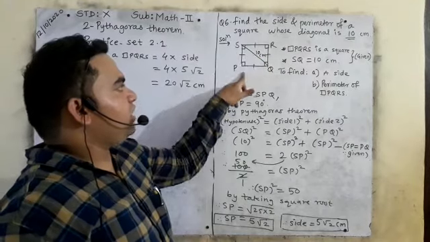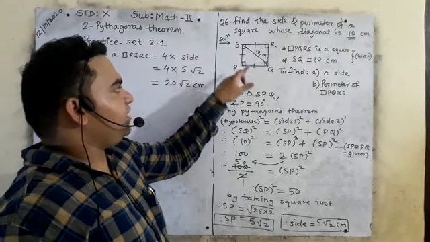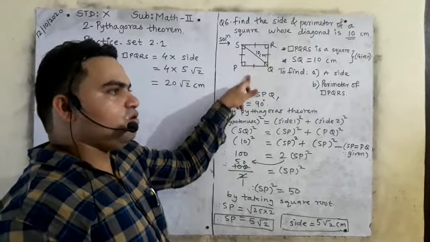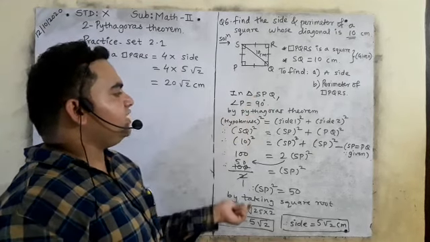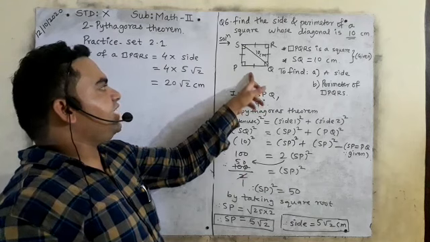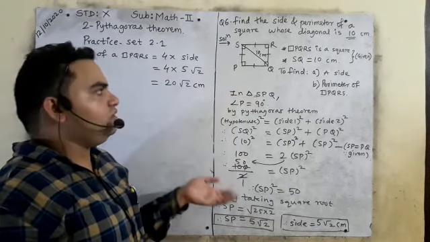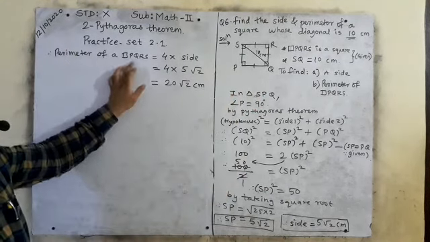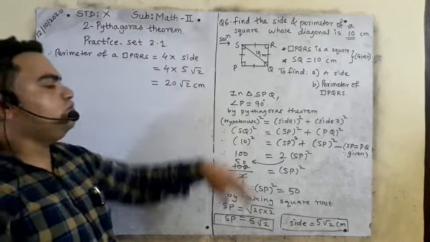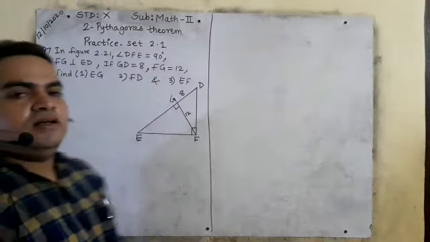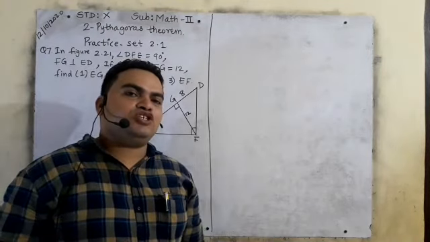You have to draw a square, you have to draw a diagonal, then you have to find a side. All 4 sides will be congruent, and this is the diagonal, so we will utilize the Pythagoras theorem over here. We will find out a side, which means all 4 sides you will come to know, and for the perimeter of quadrilateral PQRS, which is a square, it is given, so we will use 4 into side. Is it clear? So now we will see question number 7.